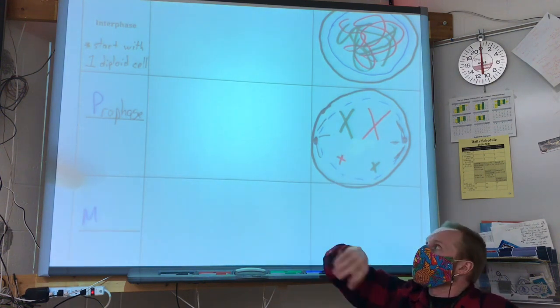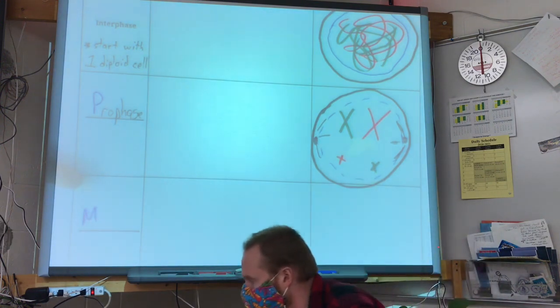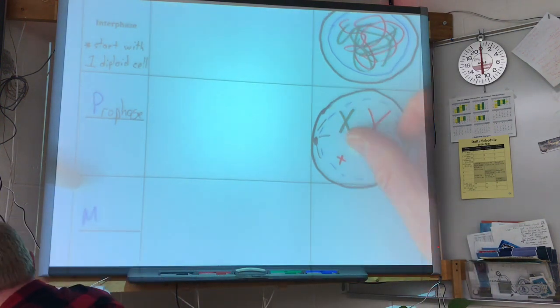These are called diploid cells. There's a pair of chromosome number 1. There's a pair of chromosome number 2. They're in chromosome form.